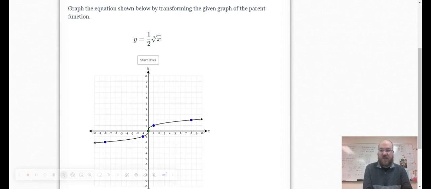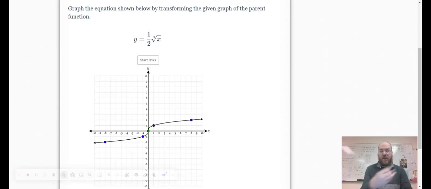This first question says graph the equation shown below by transforming the given graph of the parent function. On the screen we have graphed for us already y equals the cube root of x. That's the parent function. But they don't want us to graph that, they want us to graph y equals 1/2 times the cube root of x.